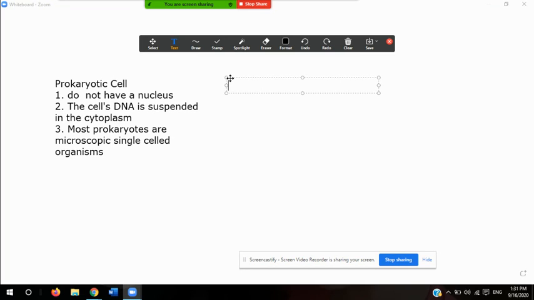And now let's compare it real quick to the eukaryotic cell. Prokaryote kind of means old, eukaryotic means new, and there are some theories that suggest that the eukaryotic cell actually evolved from the prokaryotic cell, but that's another story. The eukaryotic cells have a nucleus and membrane-bound organelles.